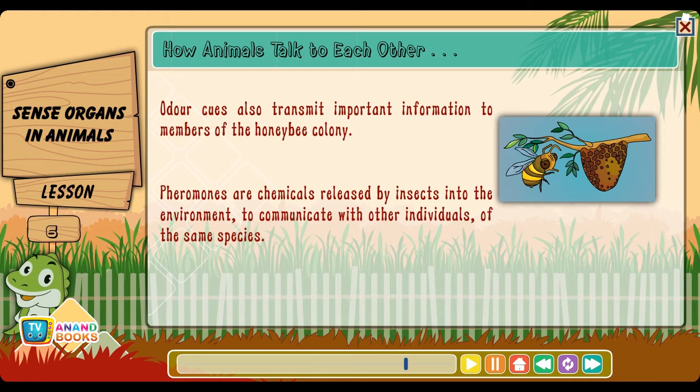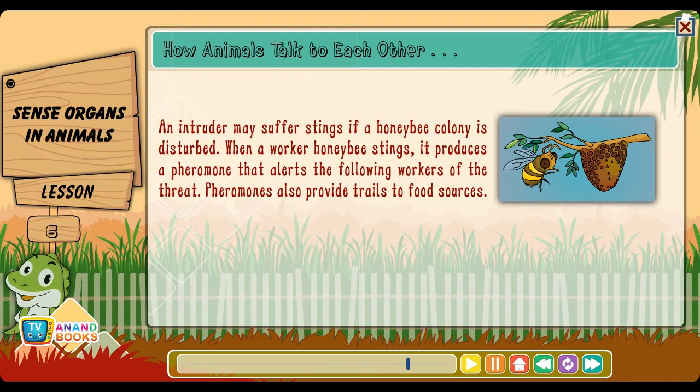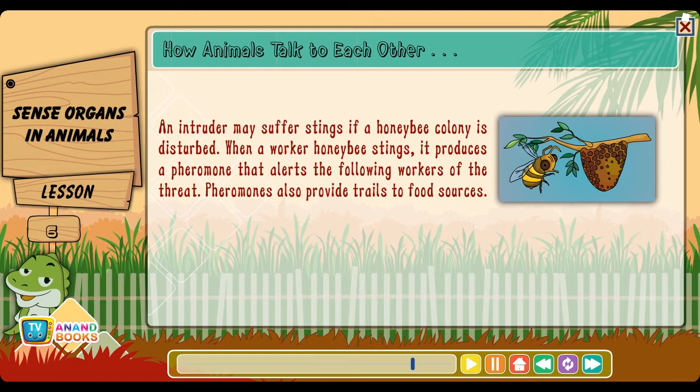An intruder may suffer stings if a honeybee colony is disturbed. When a worker bee stings, it produces a pheromone that alerts the following workers of the threat. Pheromones also provide trails to food sources.